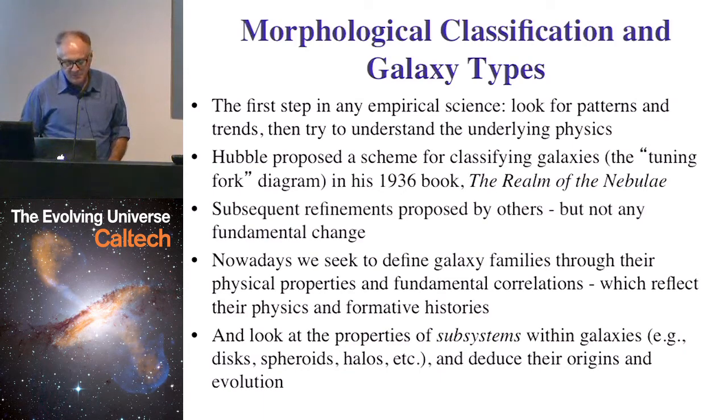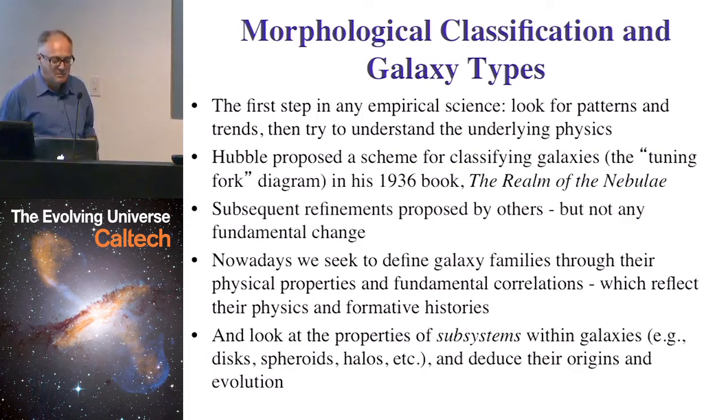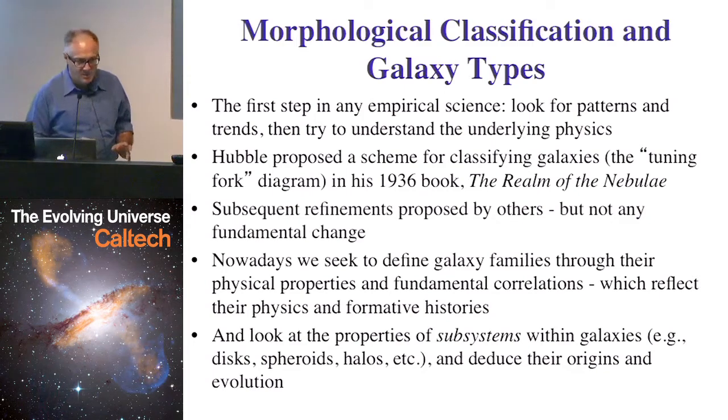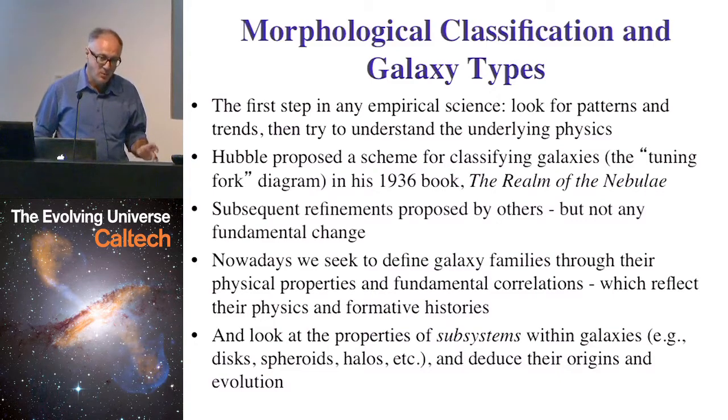Now, a better, more quantitative way to do this is to actually measure stuff and look at how different physical properties group together or separate or correlate, and objectively define sets of galaxies as belonging to the same families of objects. But then we can also look at building blocks of galaxies like those that we talked about last time in terms of stellar populations, bulge, disk, and so on.